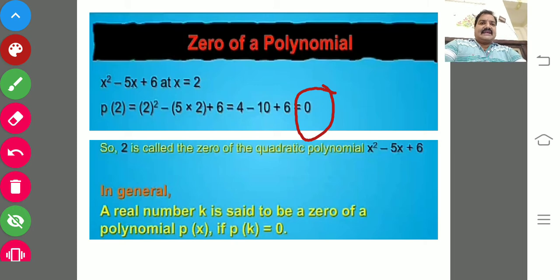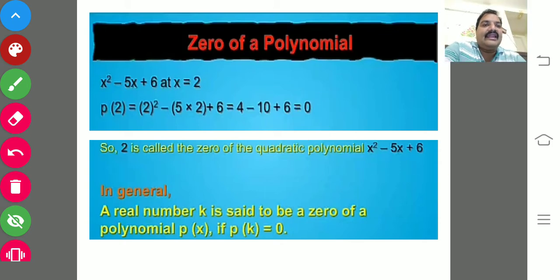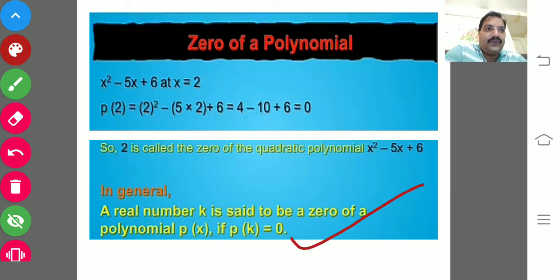In x square minus 5x plus 6, if I substitute 1, I may not get 0. If I substitute minus 1, I may not get 0. But if I substitute 2, I got the answer 0. That is why 2 is the 0 of the quadratic polynomial x square minus 5x plus 6. So in general, a real number k is said to be a 0 of a polynomial p of x if p of k equal to 0. This is the definition of a 0 of a polynomial. I hope you could understand.